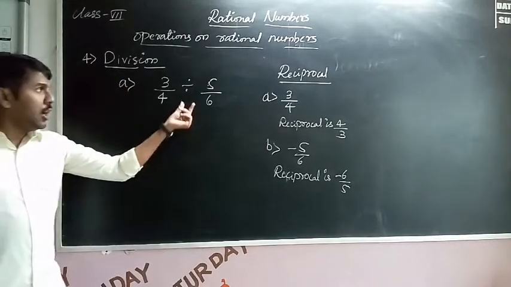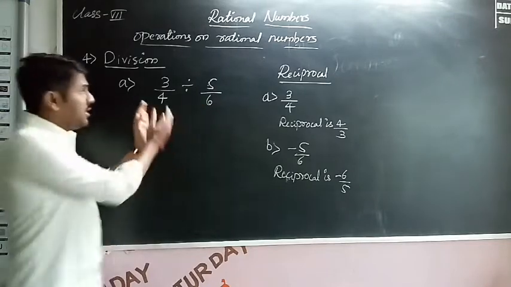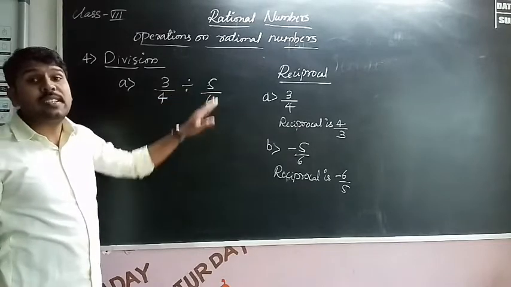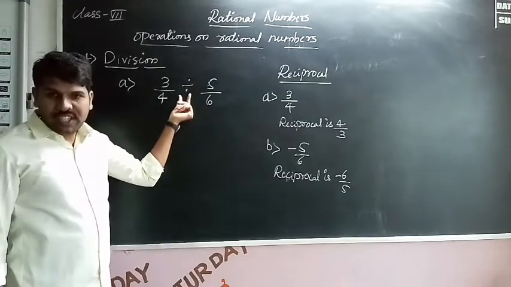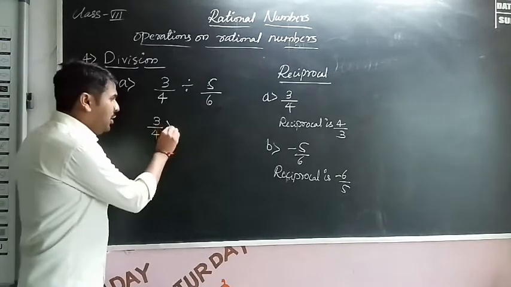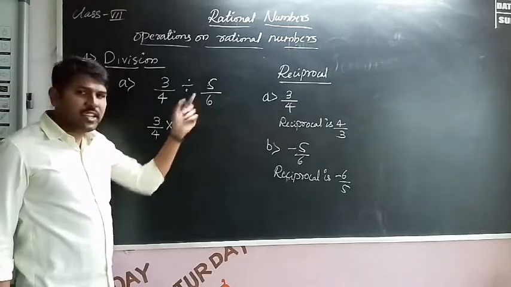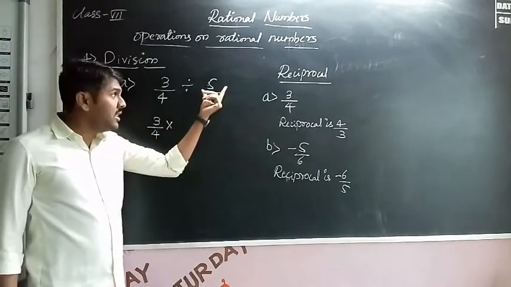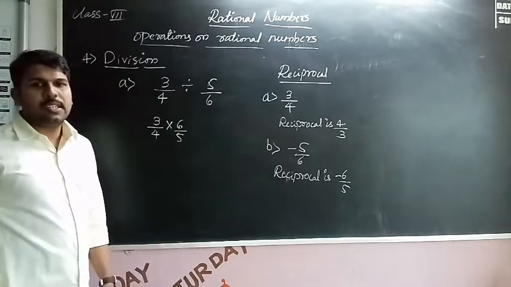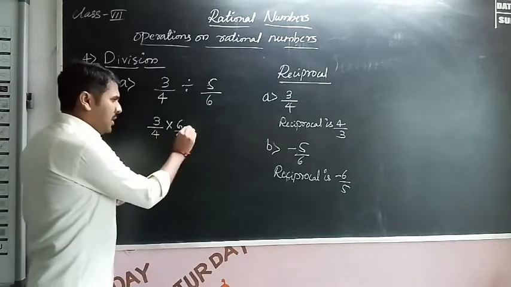So here, how to remove the division sign? Take the reciprocal of the second rational number. This is the first rational number, this is the second rational number. So take the reciprocal of the second rational number if you want to remove the division sign. So 3 by 4 as is, into, in place of the division sign you have taken the multiplication sign. So take the reciprocal of 5 by 6, that is 6 by 5. Now cancellation is possible, otherwise directly multiply.